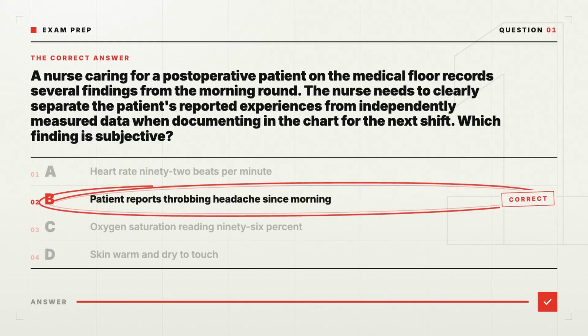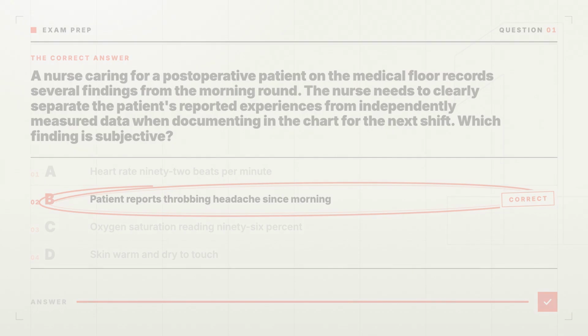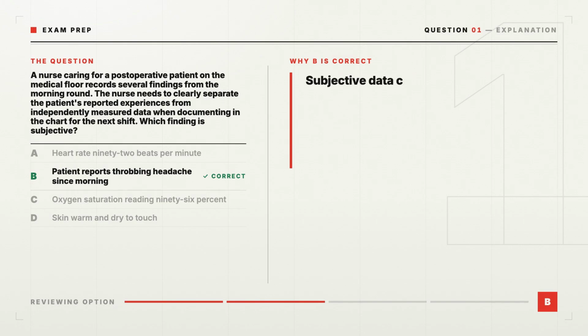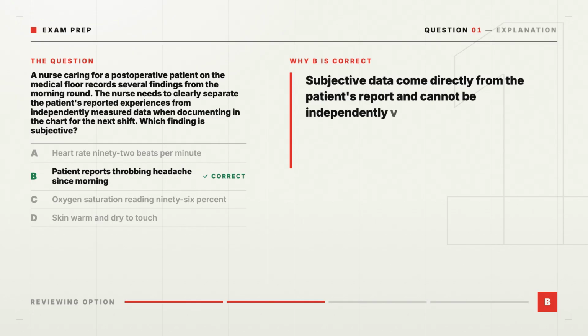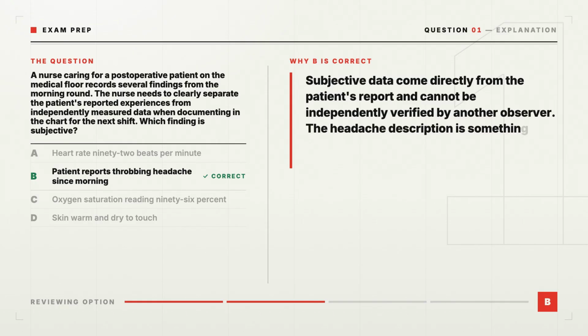The correct answer is B. Patient reports throbbing headache since morning. B is correct because subjective data come directly from the patient's report and cannot be independently verified by another observer. The headache description is something only the patient feels and conveys through words.